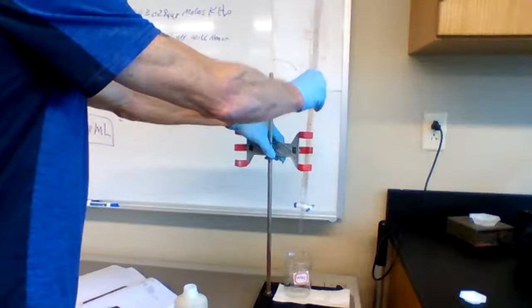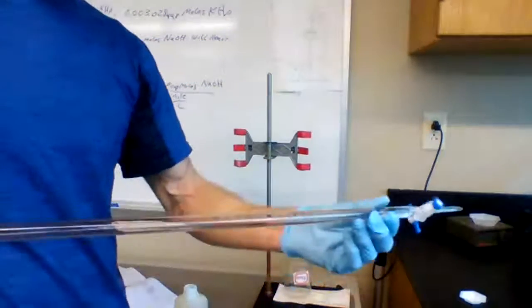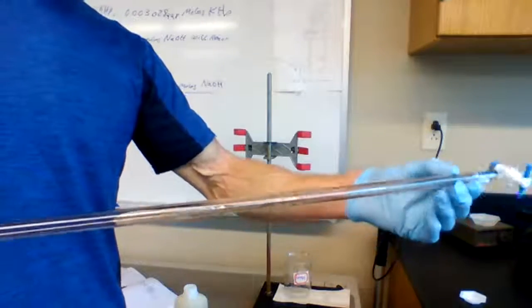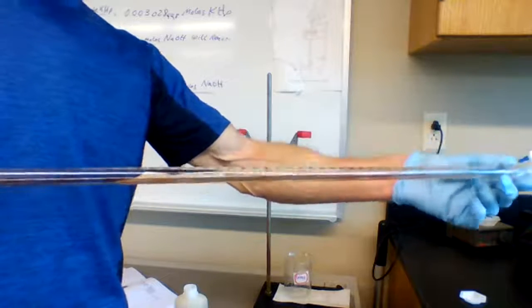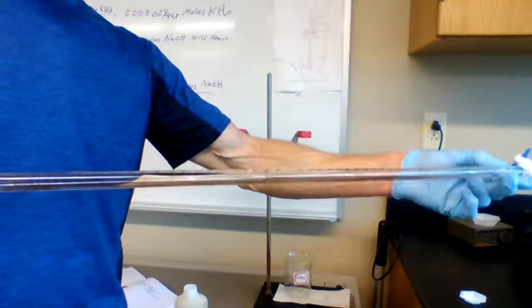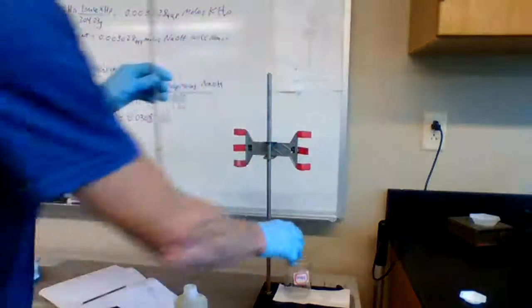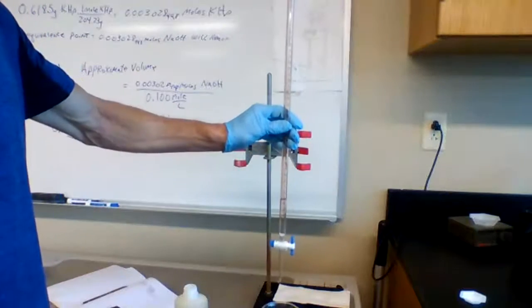So I filled up just a little bit of it because now I'm going to carefully rinse the insides of the burette out by swirling it around a little and making sure that the inside of the burette gets cleansed with the titrant. And now I'm going to open this up and allow everything to flow through the burette.